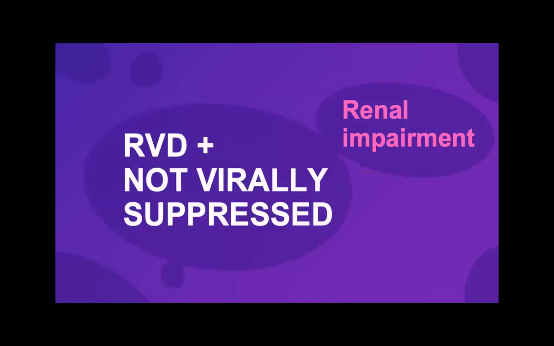We're going to use this case to cover some ground about how to approach a patient who is HIV positive with renal impairment, who is not virally suppressed. That's either someone who's not yet on treatment or it's someone who's not controlled on their treatment. So what could be causing it and how do we manage it?